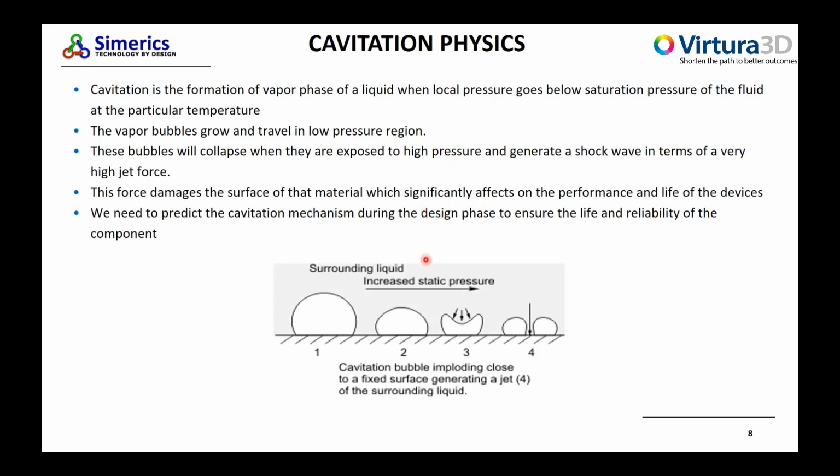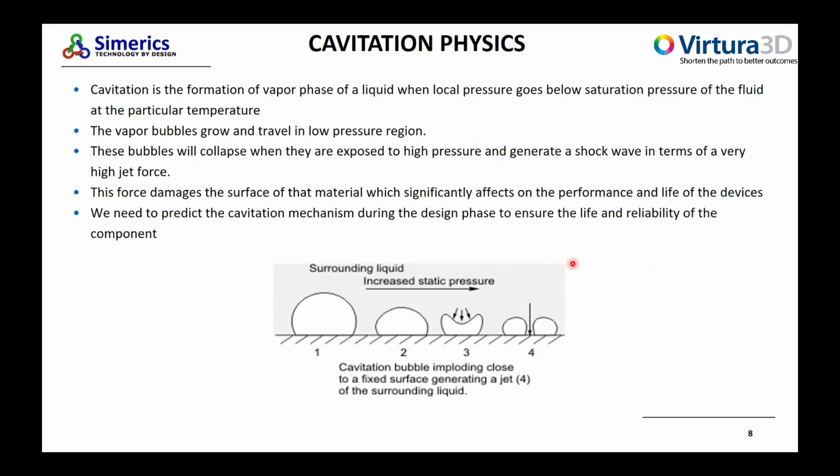So what happens is the vapor bubble will start to grow, and it can travel in these low pressure regions. These bubbles, when the pressure gets higher, will start to collapse, and this can generate a shock wave in terms of the force, essentially. So this can damage the surface of material. It can affect the performance of the device at hand. So predicting cavitation mechanism during the design phase could be very useful in ensuring the life and reliability of the component.